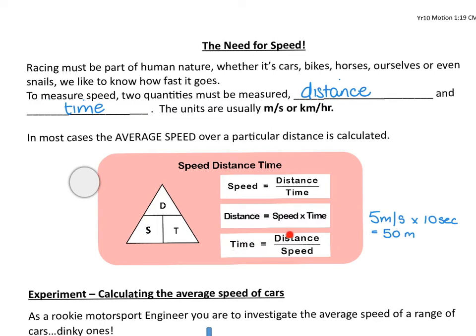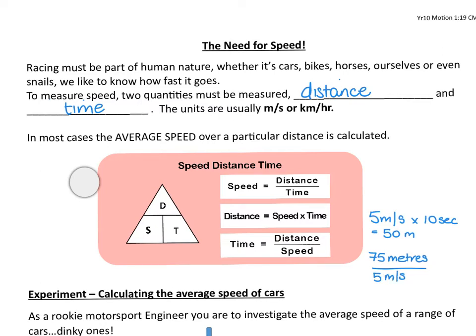When we look at the time version, we go, okay, so what was the distance that it travelled over? And what was the speed it was doing? So now we've got a similar kind of idea, but in this case, let's imagine our distance was 75 meters. Okay. And we are travelling at the same speed of 5 meters per second.